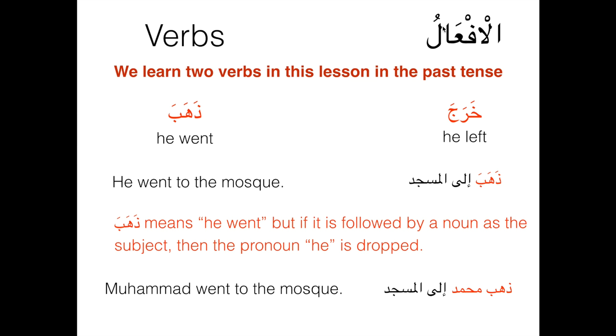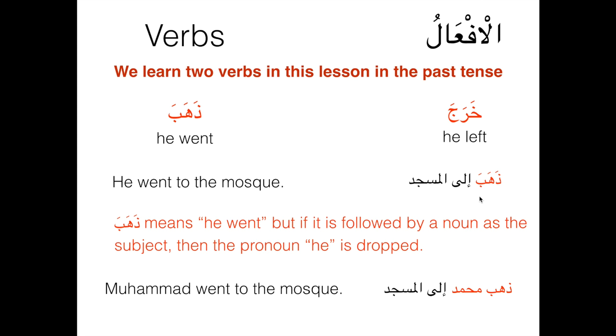We have verbs, al-af'al. So we talked about the nouns. Now we'll introduce two verbs. Okay, we'll introduce two verbs in this lesson, and they both are in the past tense: kharaja and dhahaba. These are three-letter verbs. You'll notice that they end with the fatha as well. Okay, so they never change unless they are attached to a pronoun, which we'll learn later on.